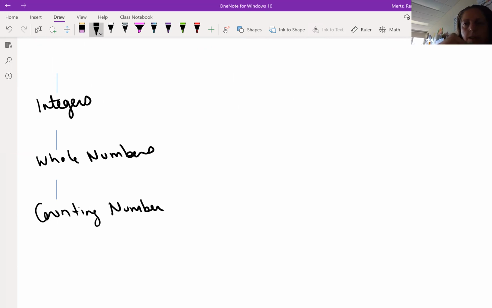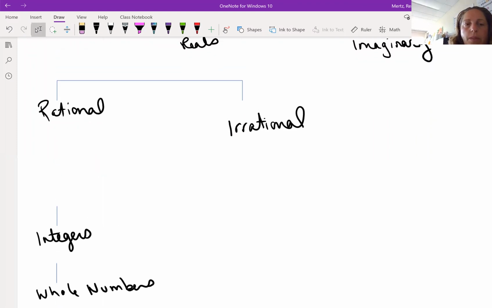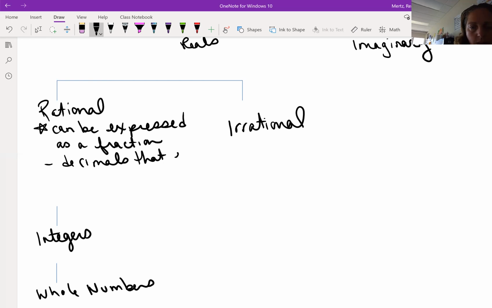So one of the biggest things we're going to do is pay attention to the different categories of rational versus irrational. The biggest thing for rational is it can always be expressed as a fraction. So if you can hit math fraction on your calculator, it's rational. They're decimals that end or repeat. The square root of perfect squares.